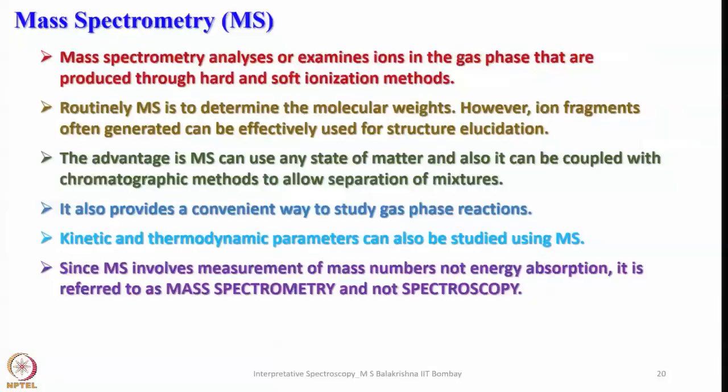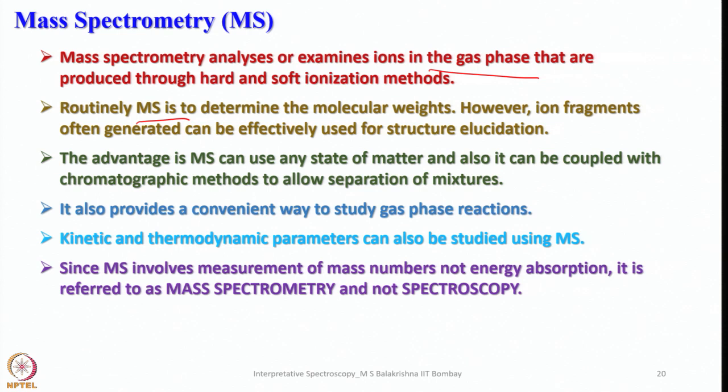Let's look into some fundamentals of mass spectrometry, abbreviated as MS. Mass spectrometry analyzes or examines ions in the gas phase that are produced through hard and soft ionization methods. That means we can ionize using hard methods or soft ionization methods. Routinely, the sole intention of subjecting an unknown sample to mass spectrometry is to determine the molecular weight. However, the ion fragments that are generated can effectively be used for structural elucidation.